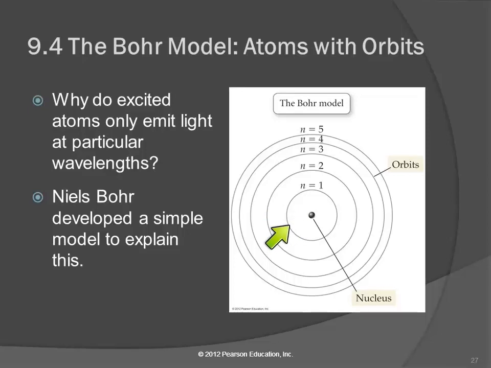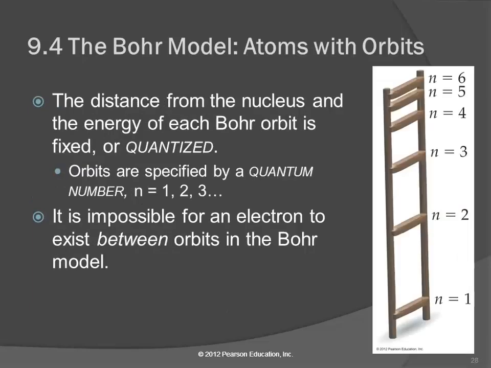And so students like this model because it's simple and it's easy to understand. And so here's another orbit, so you can have electrons in there, and they're going around. Okay, so we've got orbits. The orbits are numbered 1, 2, 3, 4, 5. And the distance from the nucleus for those orbits is fixed. So the n equals 1 orbit is always a particular distance from the nucleus, and the n equals 2 is a particular distance. We say those are quantized.